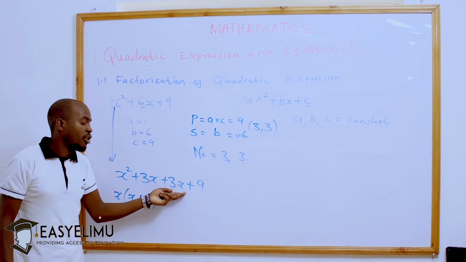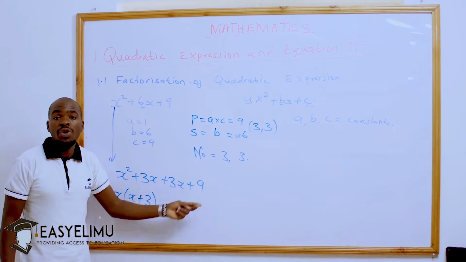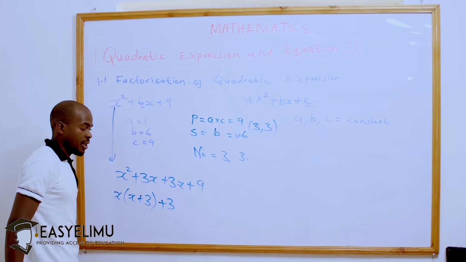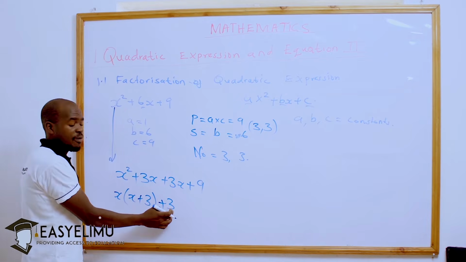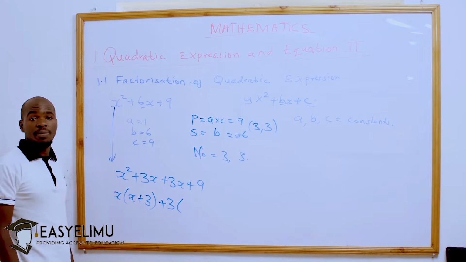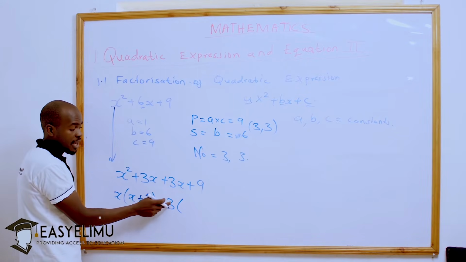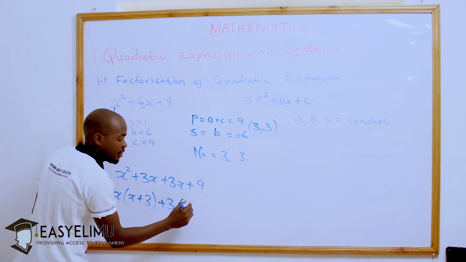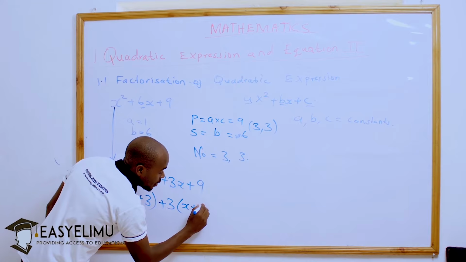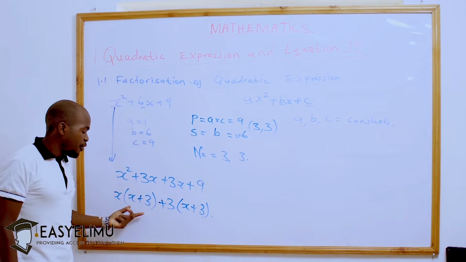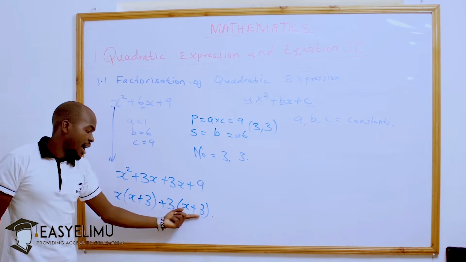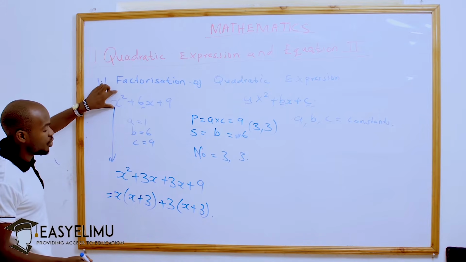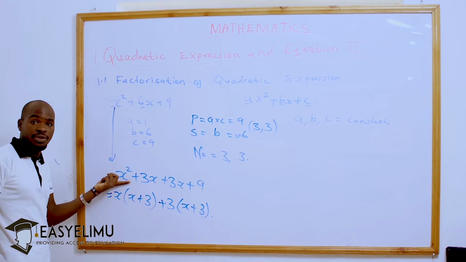For the other pair, the common factor between 3x and 9 is 3, so it shall be positive 3. Because this is the common factor, the others we put in brackets, such that 3 into 3x gives x, and 3 into 9 gives 3. And if you expand this expression, it is going to give you back the original expression.